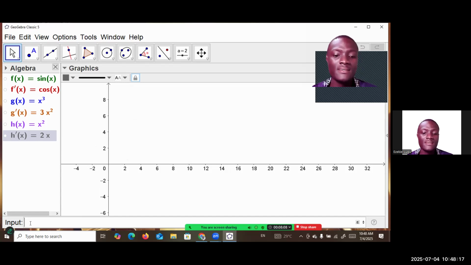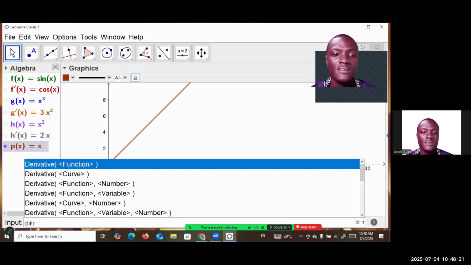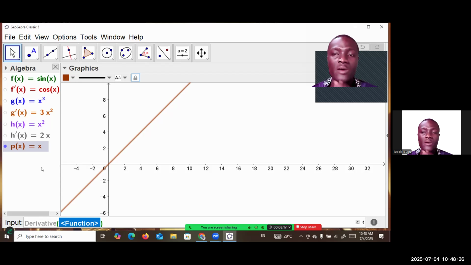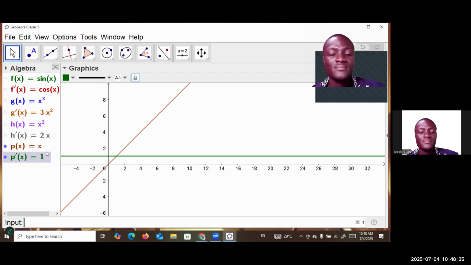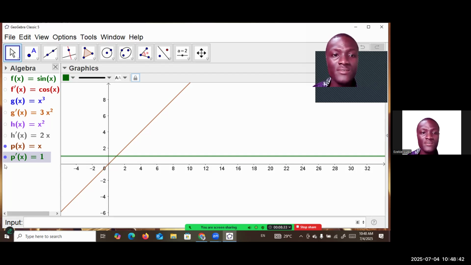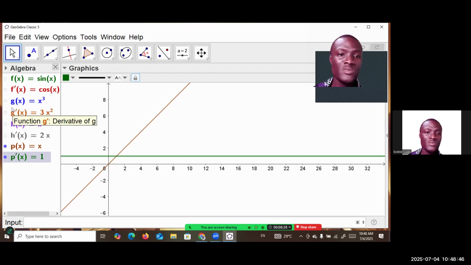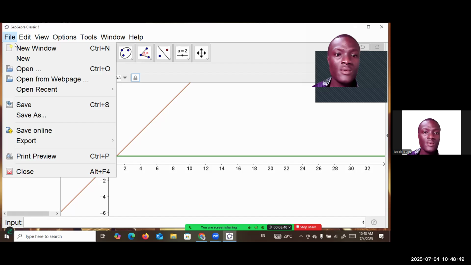Now let's try a linear function and see what it will give us. Let's say x. Let me now differentiate the derivative of the function p and see what we get. We are going to get a number, a constant. So the derivative of the function p is a straight line. Basically, this is how we do the differentiation. Now let's move on to linear programming, and I'll use a different window for it.